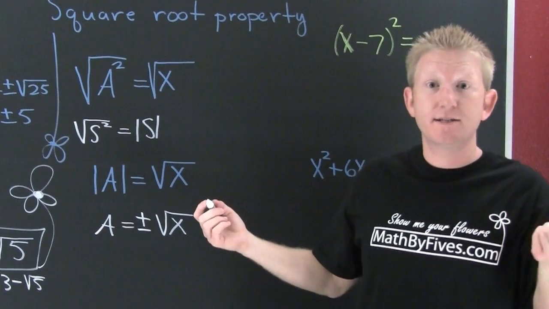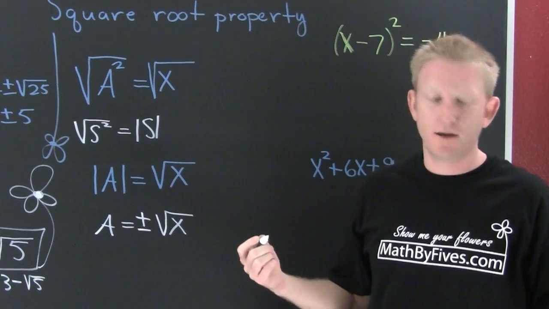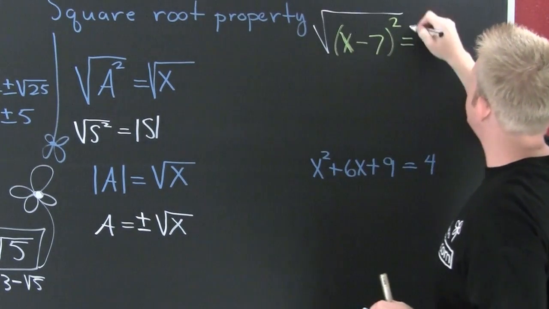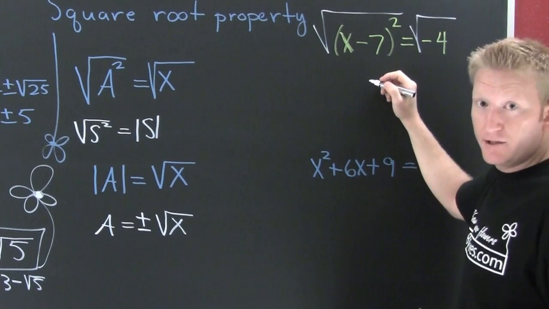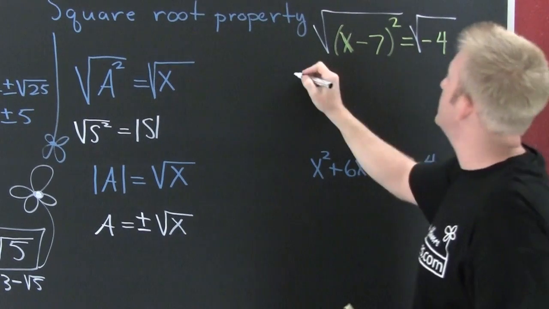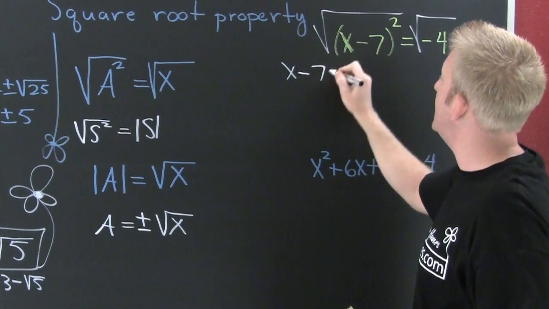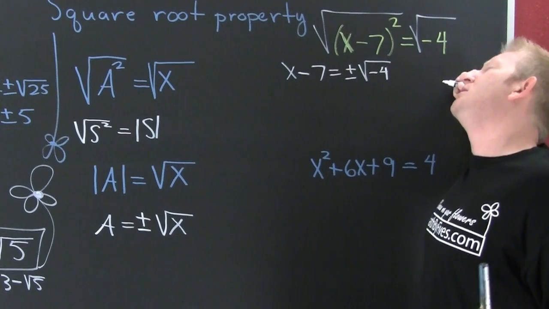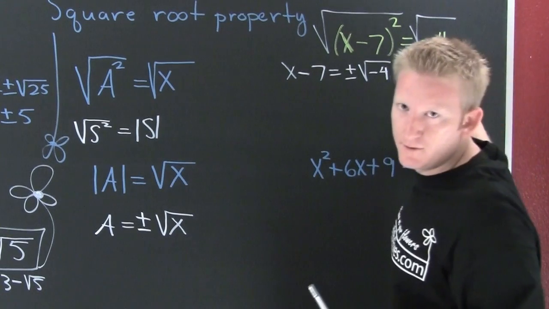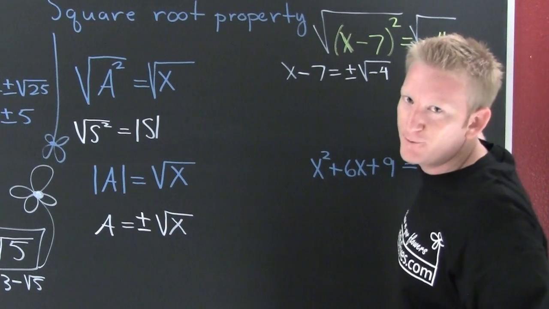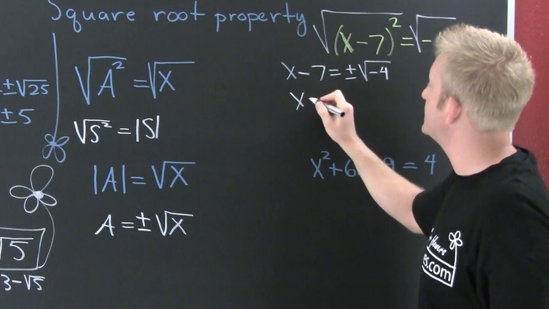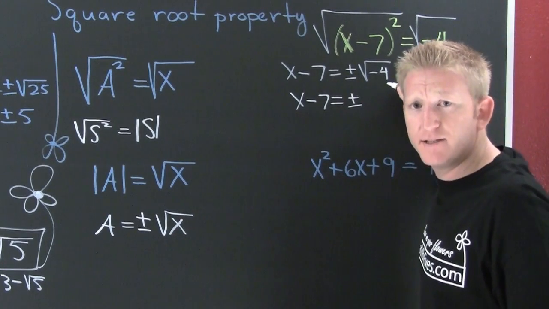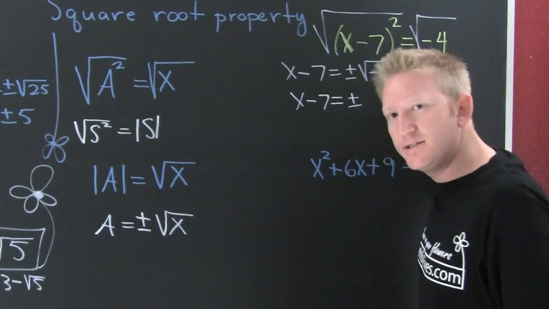Here, let's get an extra layer of difficulty added on. I'm going to take the square root of both sides, but when I do that, I'm not going to forget the plus or minus. So then I have x minus 7 is equal to plus or minus the square root of minus 4. That's not real. So then you're going to have x minus 7 equal to plus or minus, what is the square root of minus 4? It's 2i.